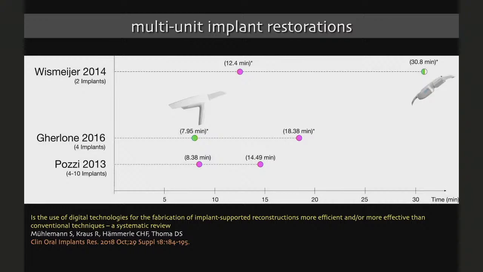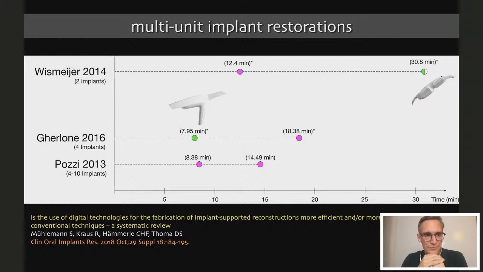We also looked at multi-unit implant restorations, and there we could only identify 3 studies. You could see from Gerlone, published in 2016, where they took impressions from an edentulous jaw with 4 implants. Again, they could save some time, around 10 minutes, let's say. But there's not that much evidence shown here. I don't see it really. And even one Wismaier, but that's an old study. Exactly, I was going to say that's a bit of an outlier, and 7 years ago.